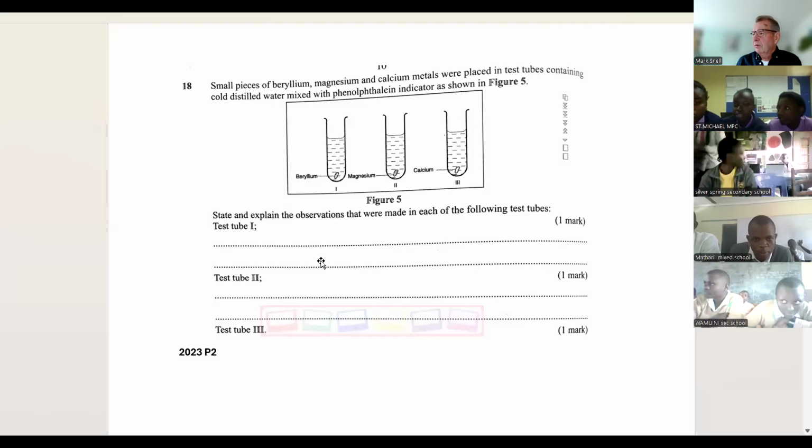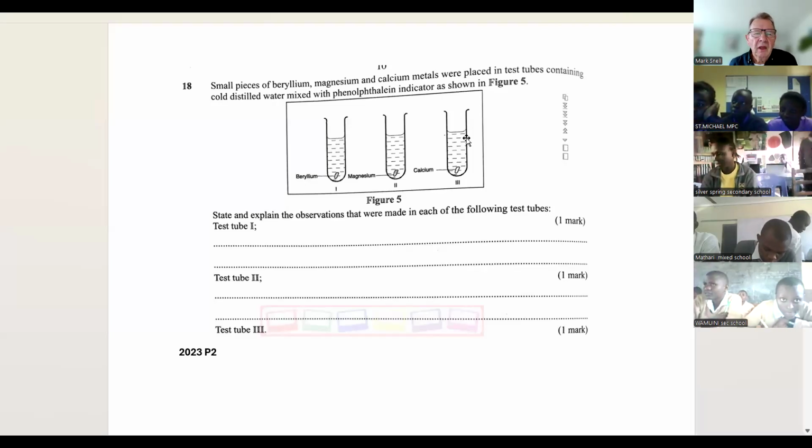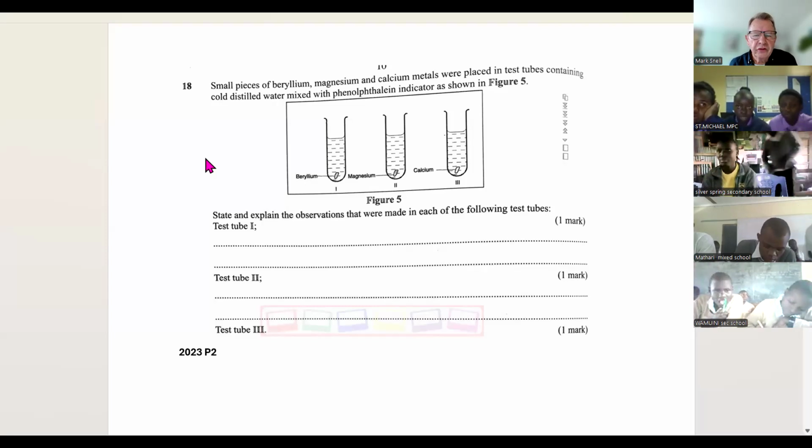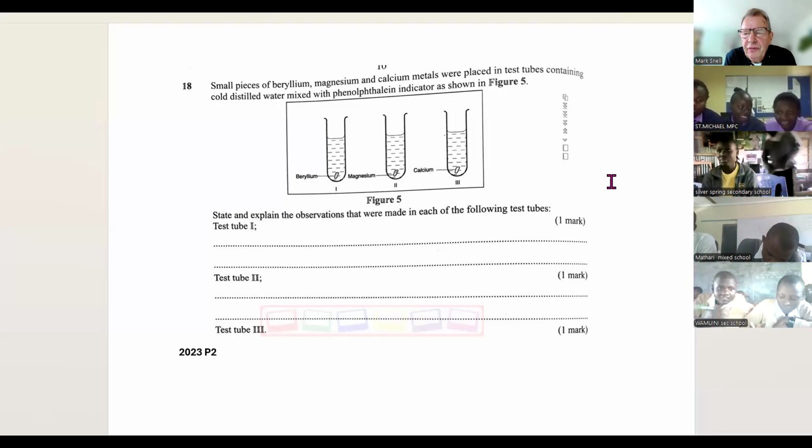So here we have 3 test tubes, beryllium, magnesium, calcium. They're put in cold water with phenolphthalein indicator. Now, you may not have come across phenolphthalein yet, but phenolphthalein is colorless unless it is in alkali. If it is an alkali, it goes pink. Okay, that's an important thing that you have to know about phenolphthalein.